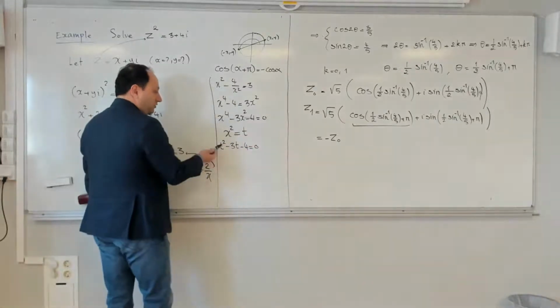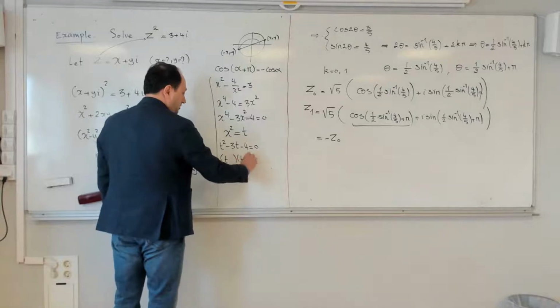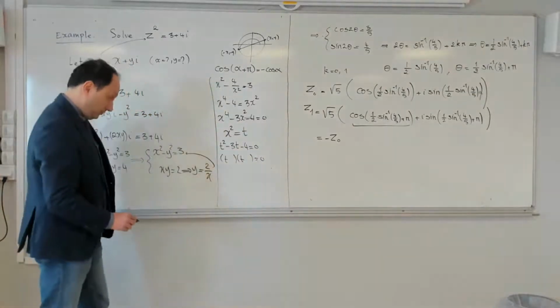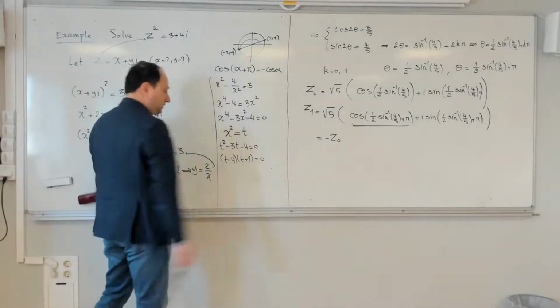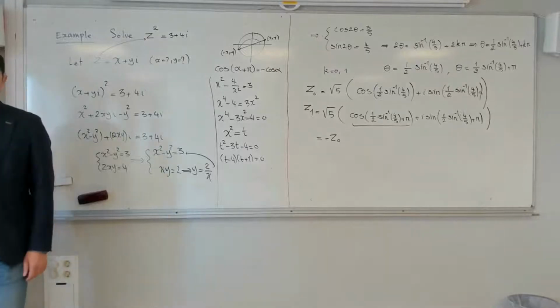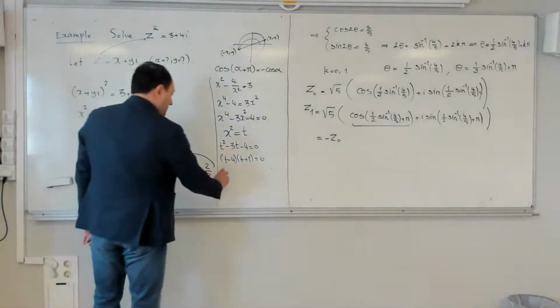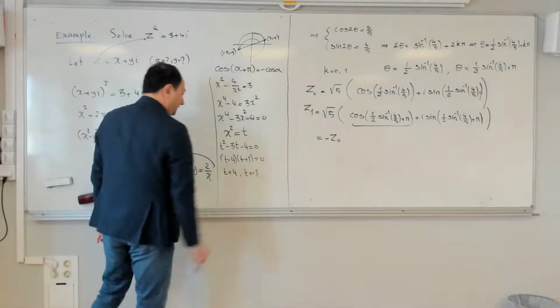But let me just solve it. Of course, you can use PQ or ABC formula, but the factorization of this is so simple. I need two numbers whose sum is minus 3 and the product is minus 4. What are they? Minus 4 and plus 1. Yes? And then this immediately becomes clear that t is equal to 4 or t is equal to minus 1.